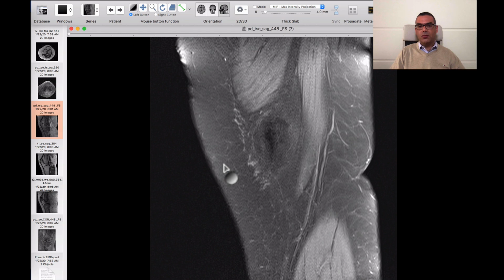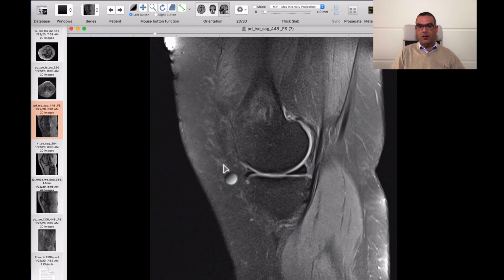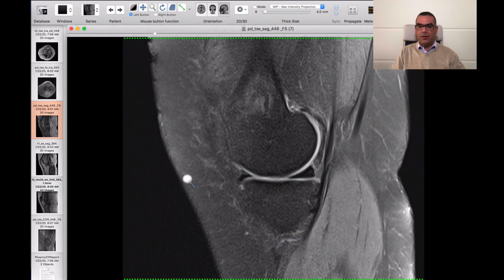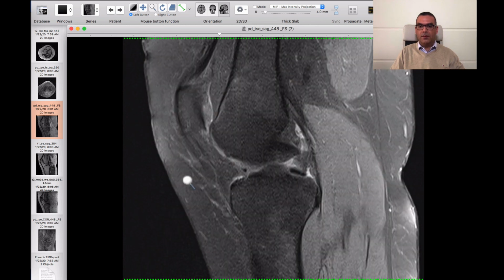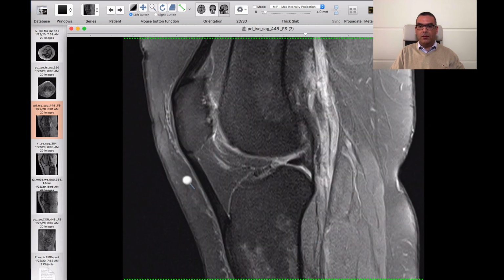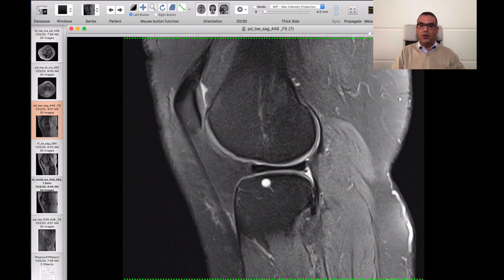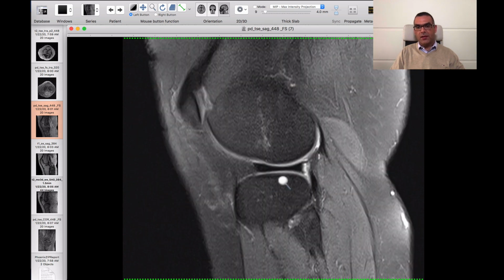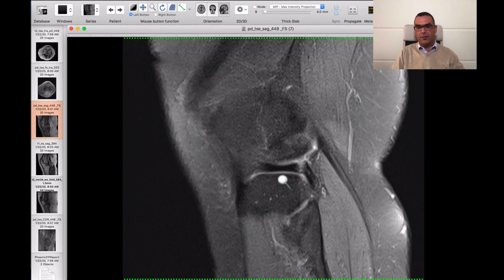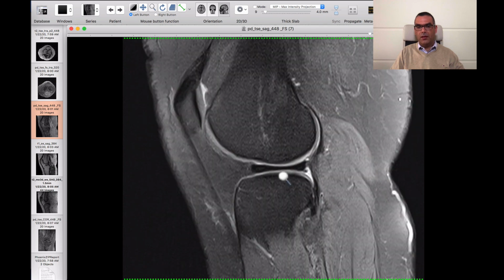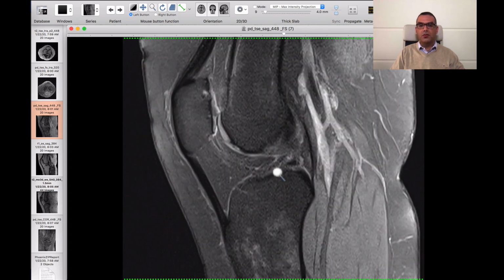Now let's switch to the sagittal scans. We start with the medial meniscus. It looks good. And then we continue to the lateral meniscus, and you can see that the lateral meniscus looks abnormal. You don't see the horns.